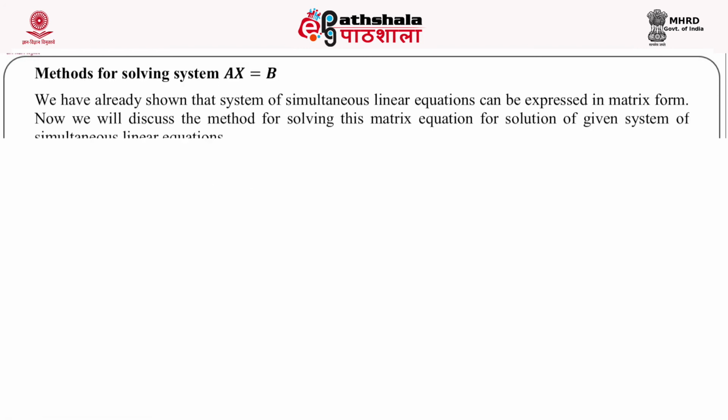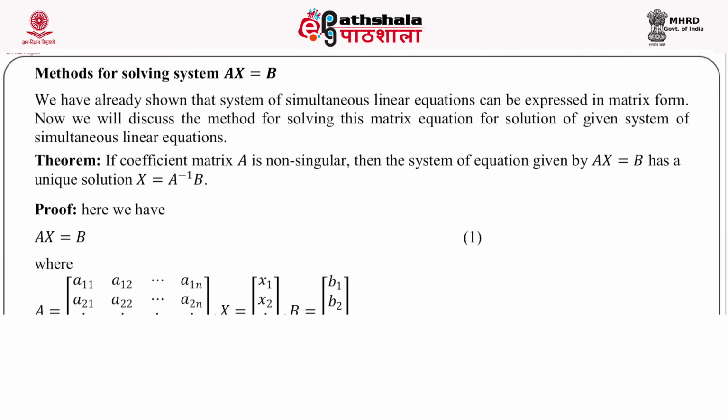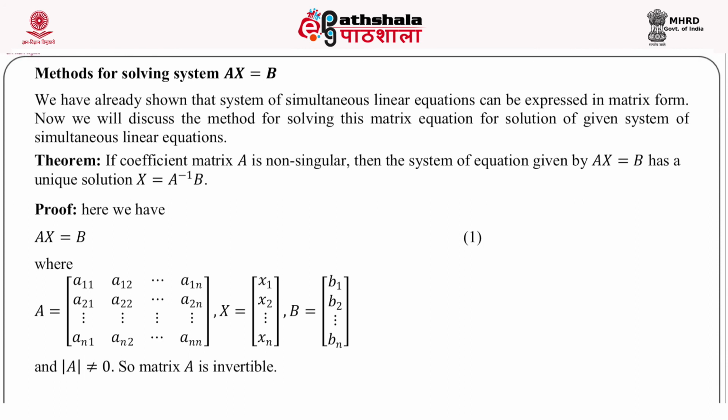Now let's describe the method for finding the solution of a given system. First of all, we are taking the non-homogeneous system. So the method for solving the system Ax equal to B, where B is a non-zero matrix. We have already shown that the system of simultaneous linear equations can be expressed in matrix form. Now we will discuss the method for solving this matrix equation for the solution of the given system of simultaneous linear equations.